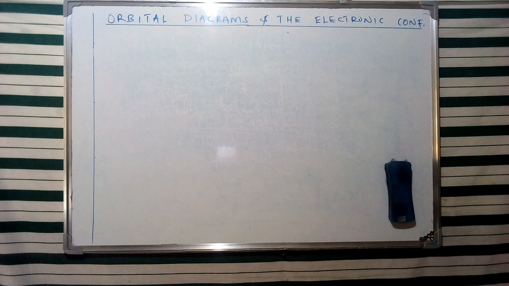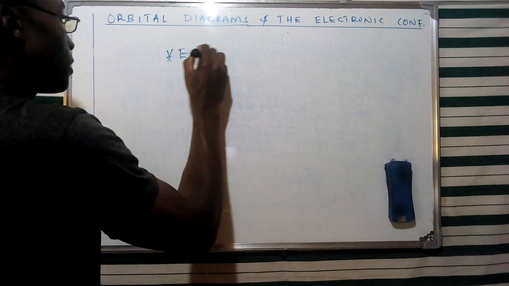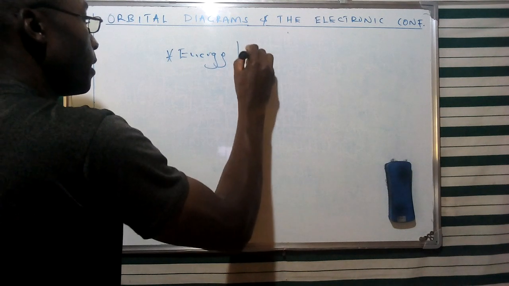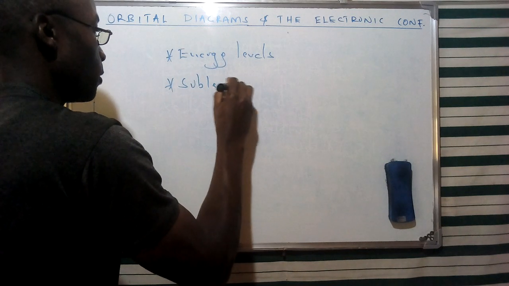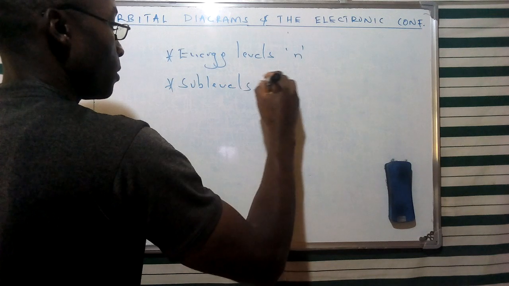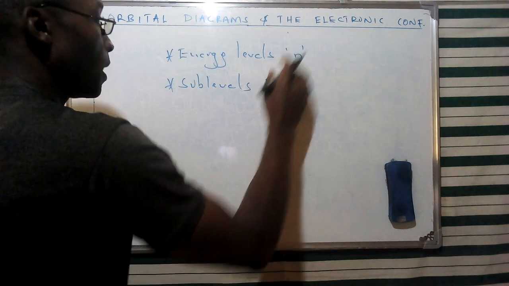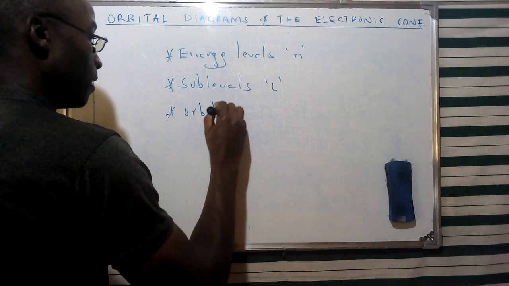Now, in our last discussion, I mentioned some of the concepts which we're going to come across. I mentioned the concept of energy levels, which we had discussed in detail. Then I mentioned the concept of sub-levels, which we had given specific designations. I said we're going to designate these using N, L, and lastly, I talked about the concept of orbitals.